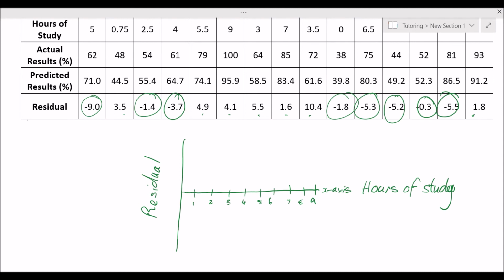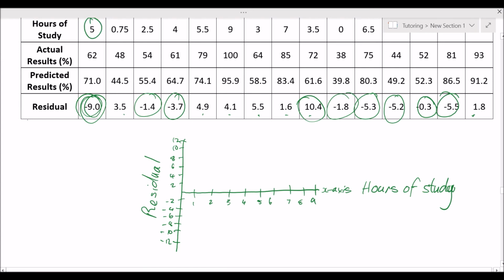We can see our biggest drop here is -9. We also have positive 10.4. So we would have to go at least to 11. So maybe we'll go up in 2s. Like that. Like so. Now we can start plotting.